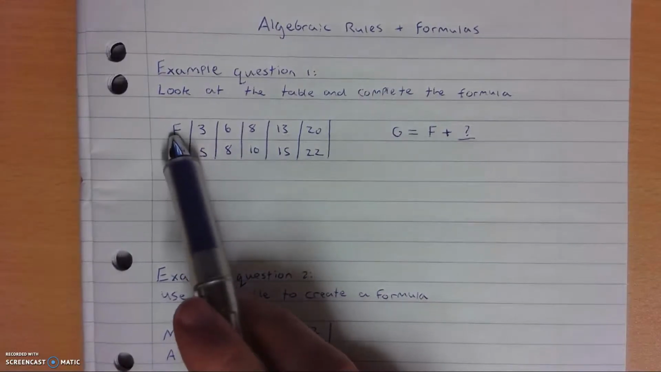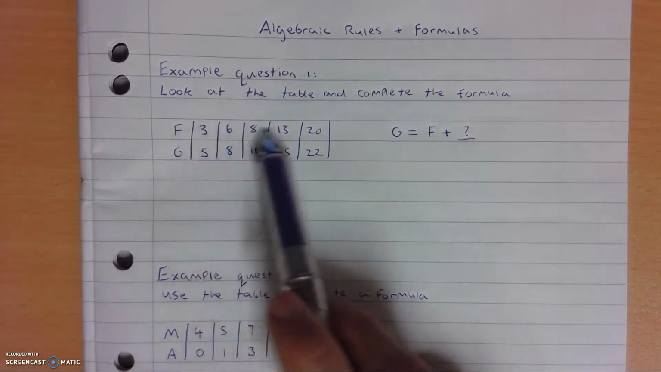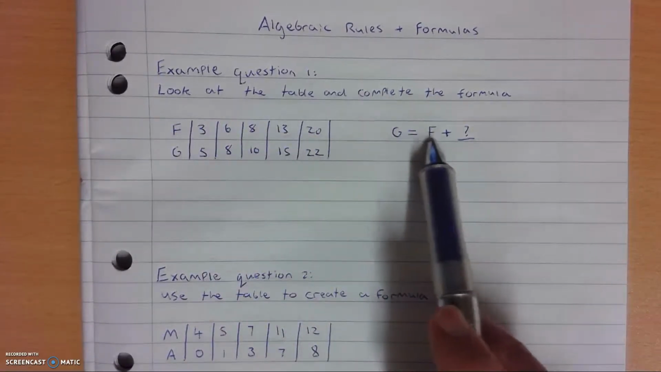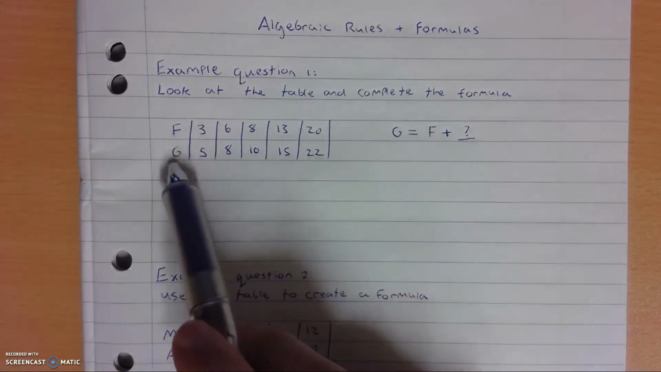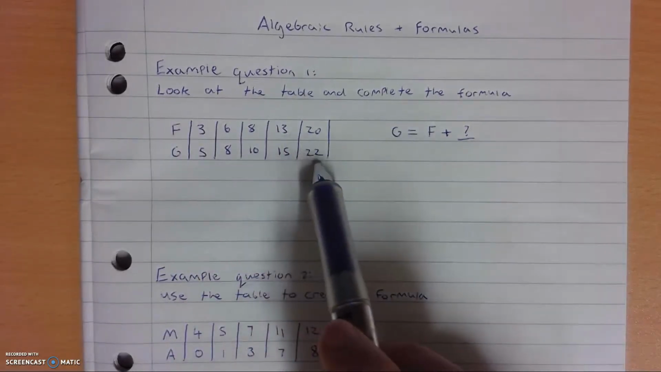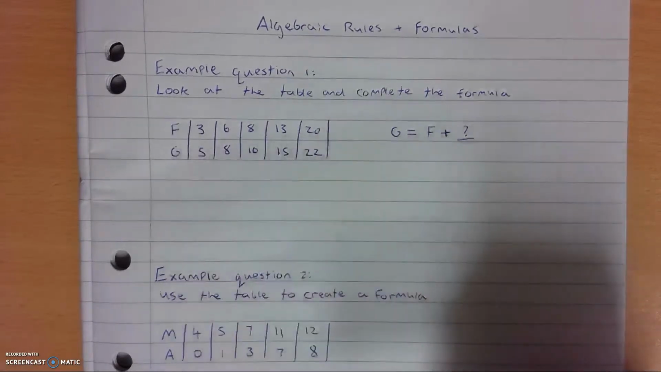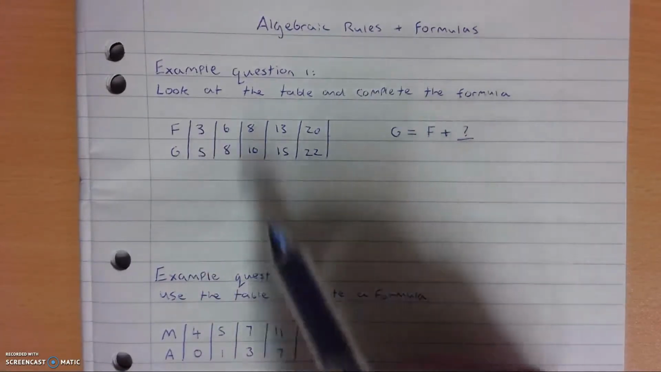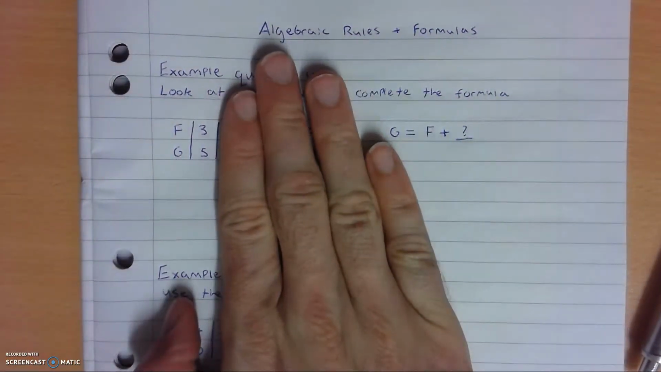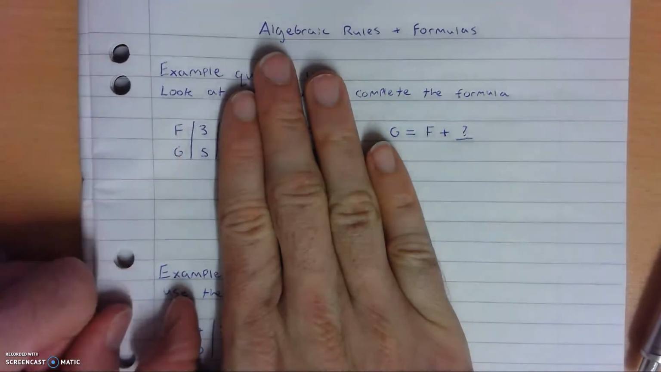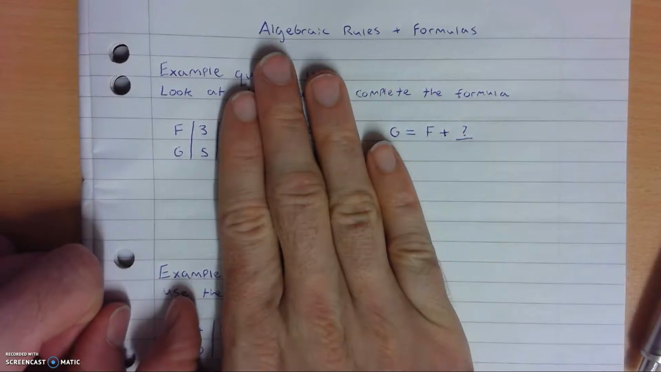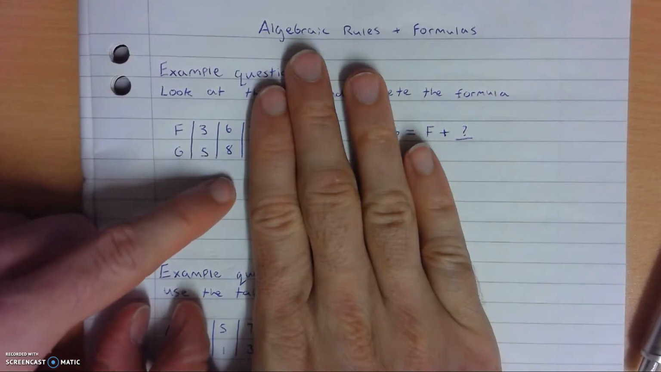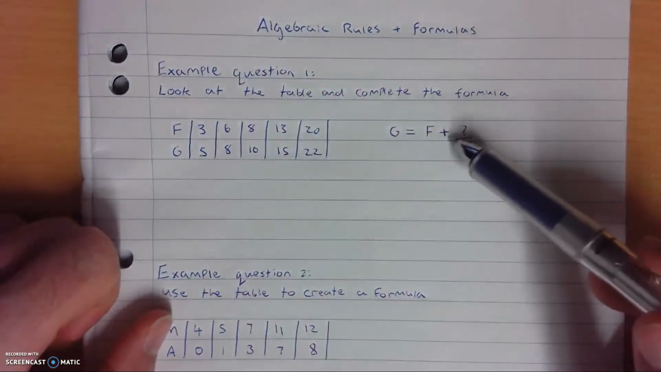So in this table right here, F can equal all of these numbers. F could equal 3, 6, 8, 13, and 20. G could also equal 5, 8, 10, 15, or 22, because remember, variables could be any number. We don't know. But the reason it's written in the table like this is because when F equals 3, G will equal 5. When F equals 6, G will equal 8 in this formula.